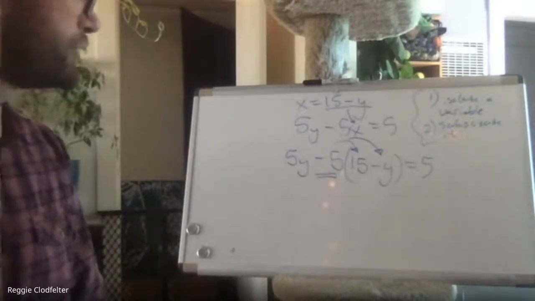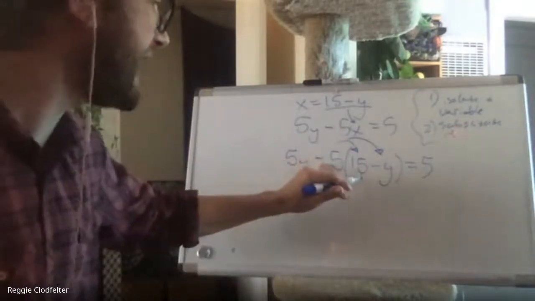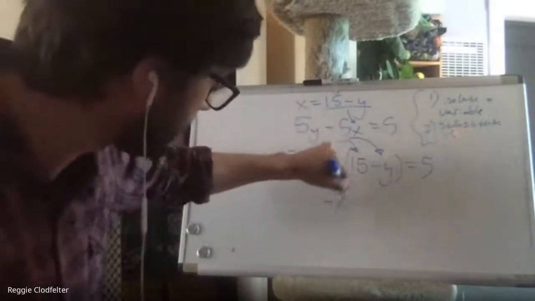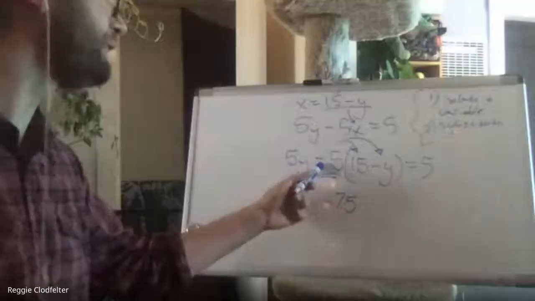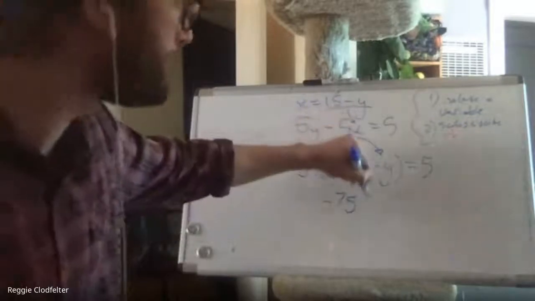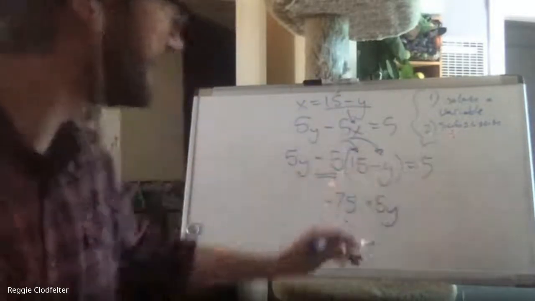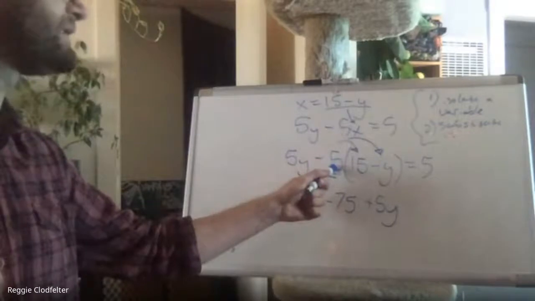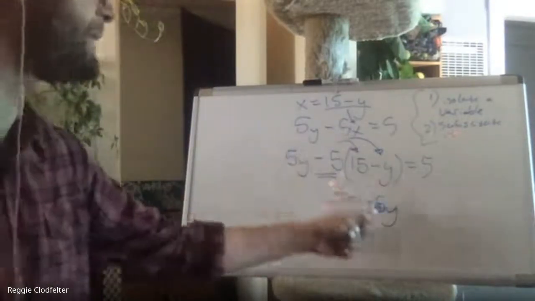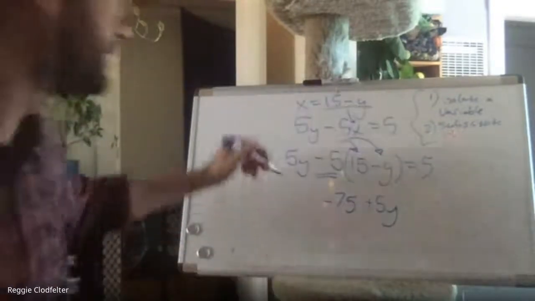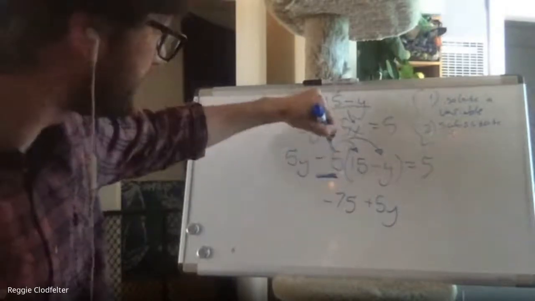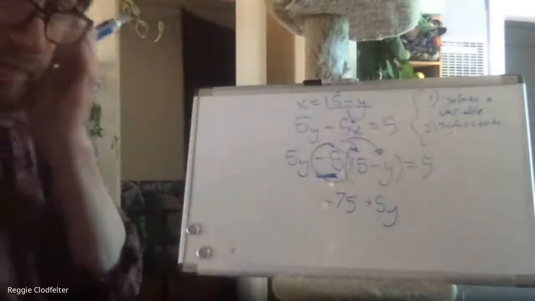Okay? So what that's going to look like is you get negative 5 times 15 equals negative 75. And now you get negative 5 times negative y. That's going to be positive 5y. If you distribute this as a positive 5, you're going to get negative 5y. You're going to get 5y minus 5y. The y is going to disappear. You have to distribute this as a negative 5. It's a negative 5. Does that make sense?